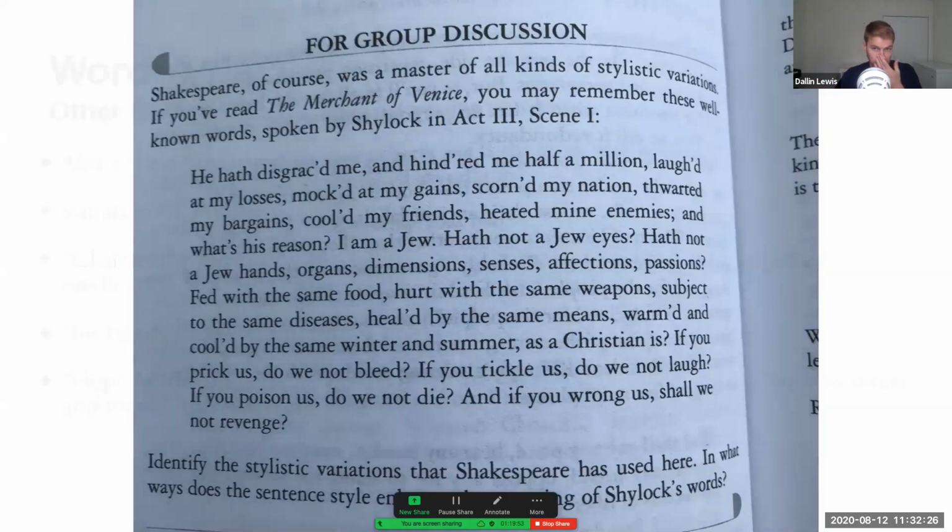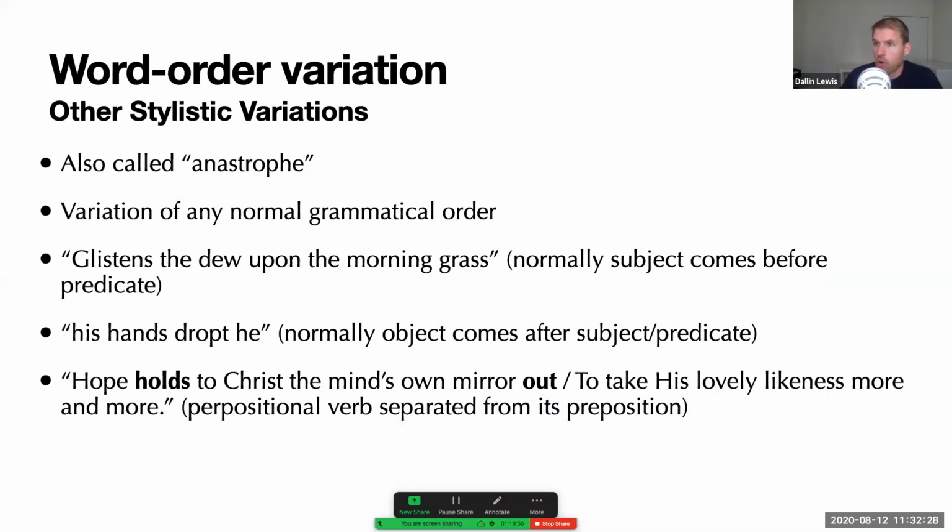All right, let's move on. So we also have word order variation. We sometimes call this anastrophe. This is anytime we vary the grammatical order of a sentence. Normally we have subject, verb, direct object, that type of thing. But if we want to mix up that syntax, we would call this anastrophe. And as you can imagine, this happens most often in poetry, because in poetry you can expect that your reader will have a little bit more patience and take a little bit more care when reading, so the anastrophe won't cause as much confusion.